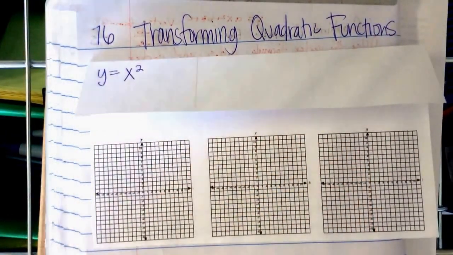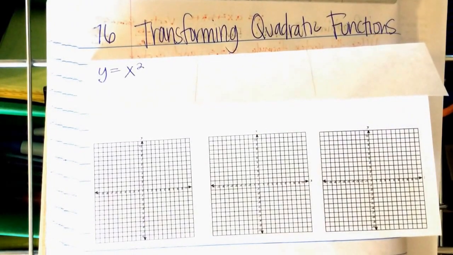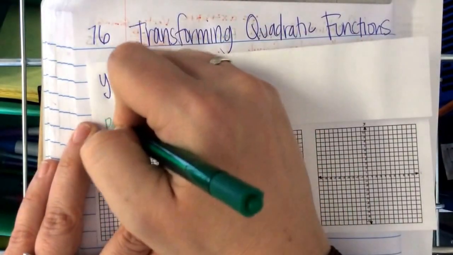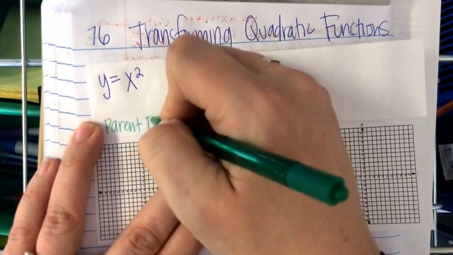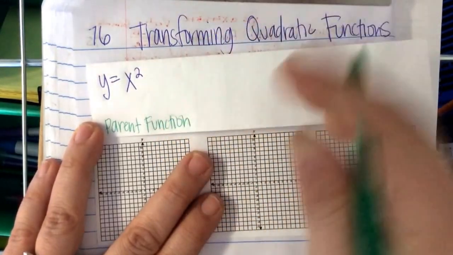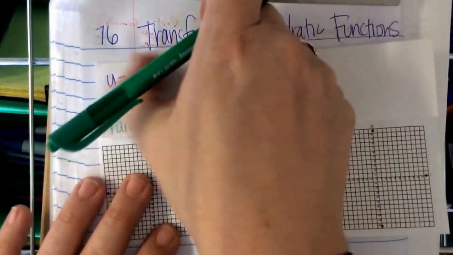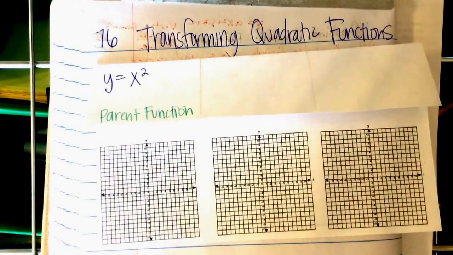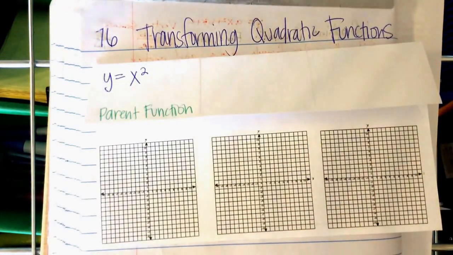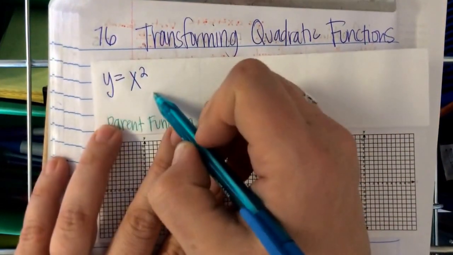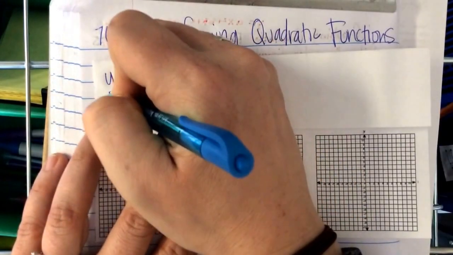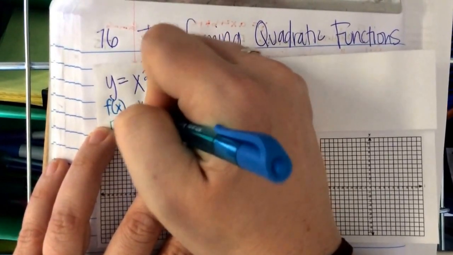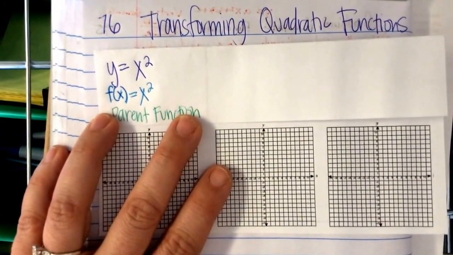And y equals x squared is the most basic quadratic function. Y equals x squared is the parent function. It's the most basic. There's no simpler way to write a quadratic function. Remember, instead of the variable y, you could also write f of x equals x squared. Both are the same.